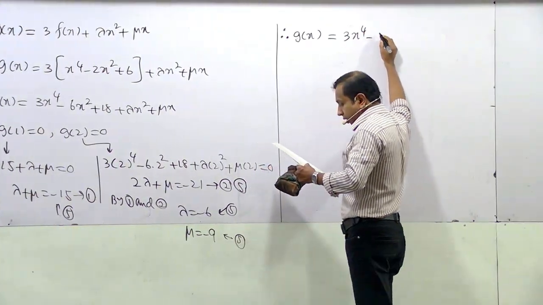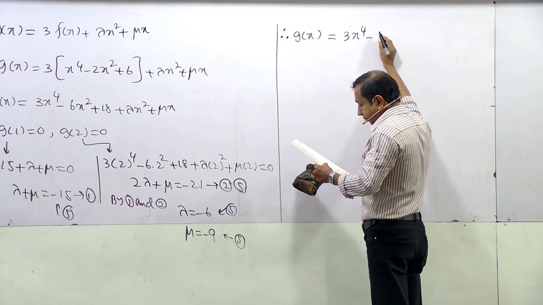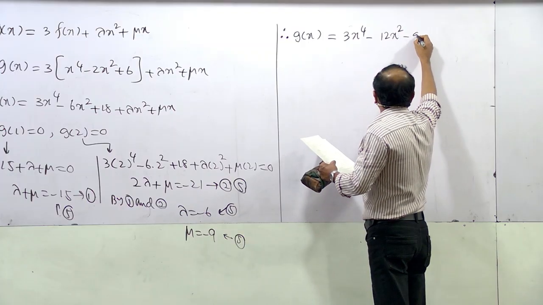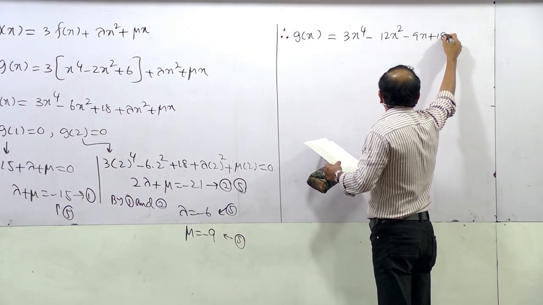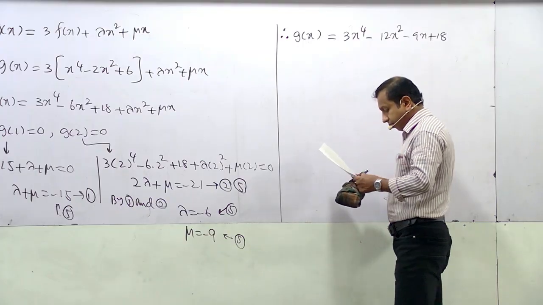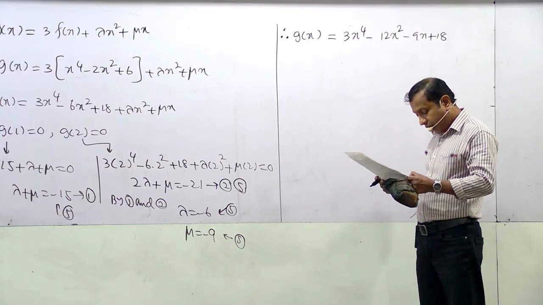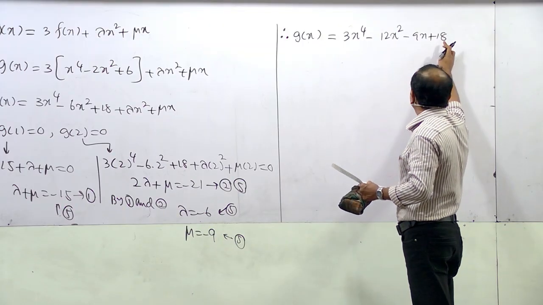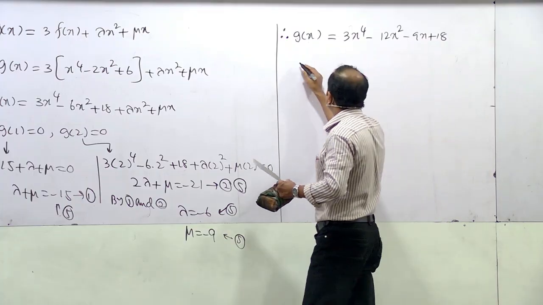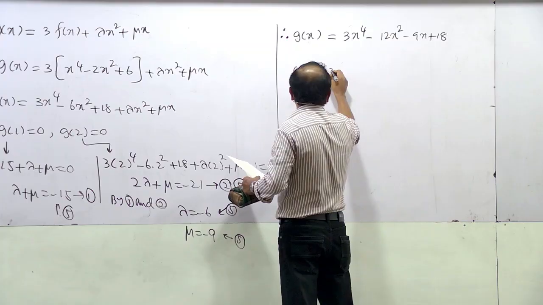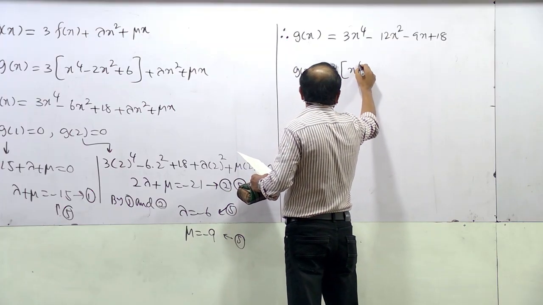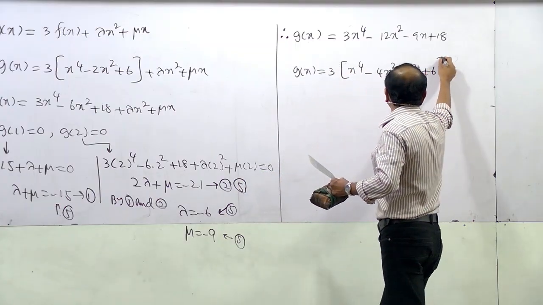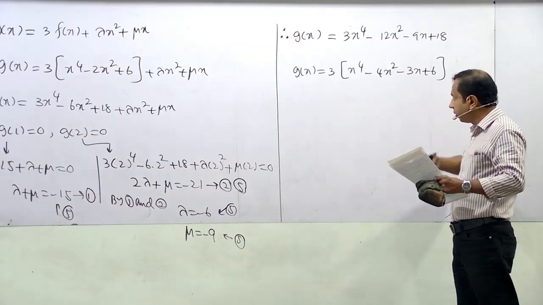3x^4 minus 12x squared, right? 12x minus 9x plus 18. This way we get g(x). Right. Now asking to find the factors of g(x). Okay. Right. Now first I can take this 3 out. Once we take this 3 out, we get x^4 minus 4x squared minus 3x plus 6. This way we get, right.